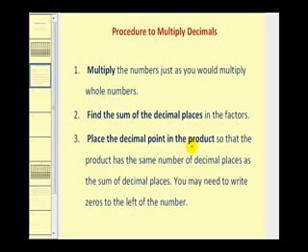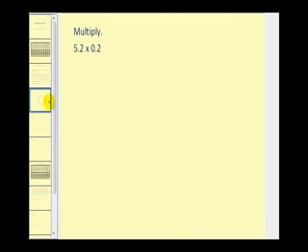Then we'll place the decimal point in the product so that the product has the same number of decimal places as the sum of the total number of decimal places. And we may need to write zeros to the left of the number if needed. So let's look at an example and then we'll explain why we have to do what we're doing.